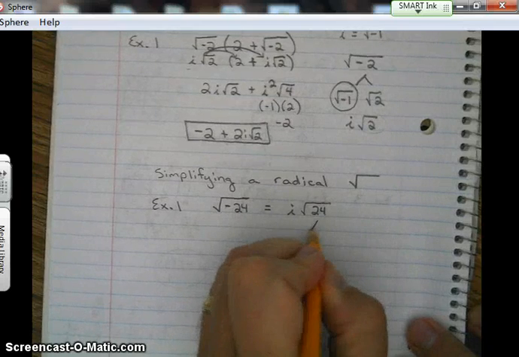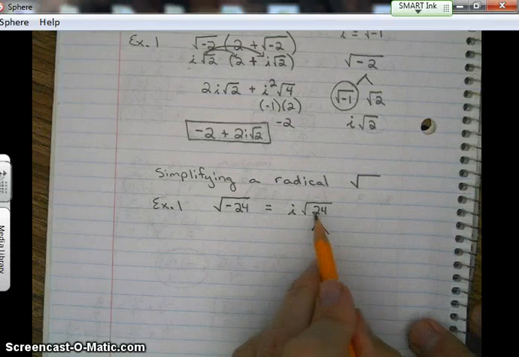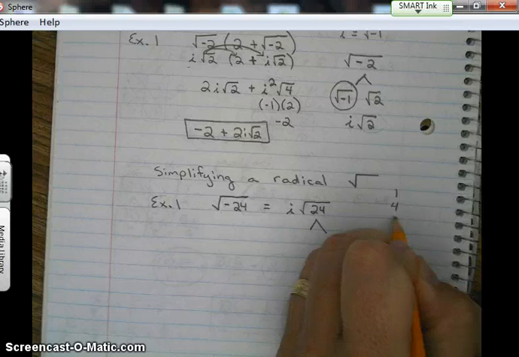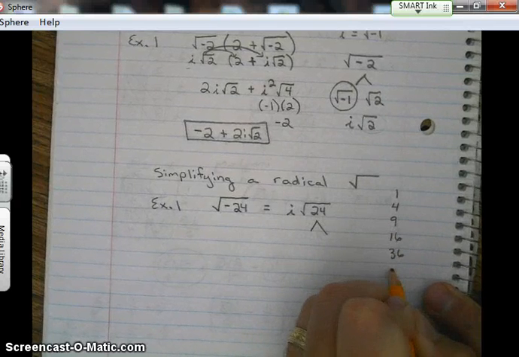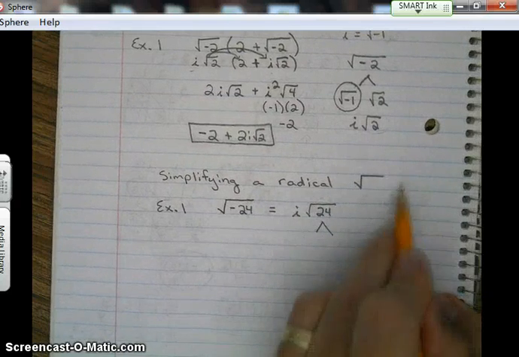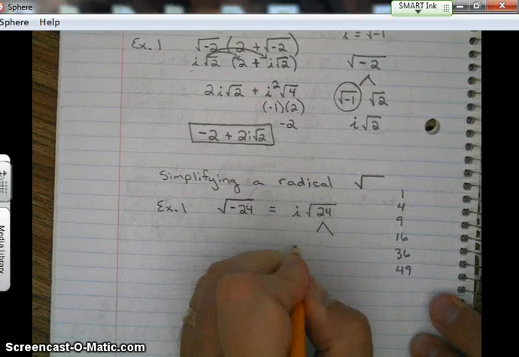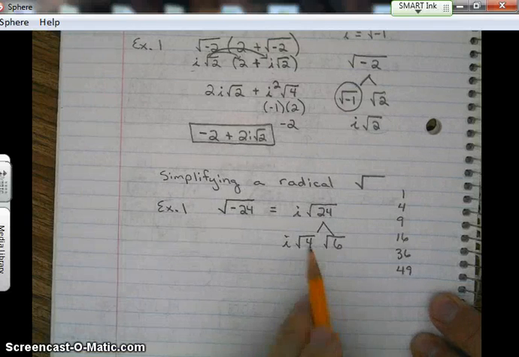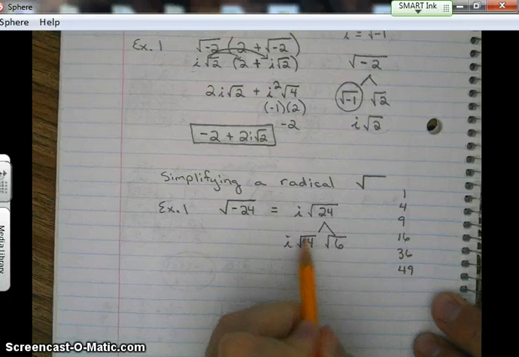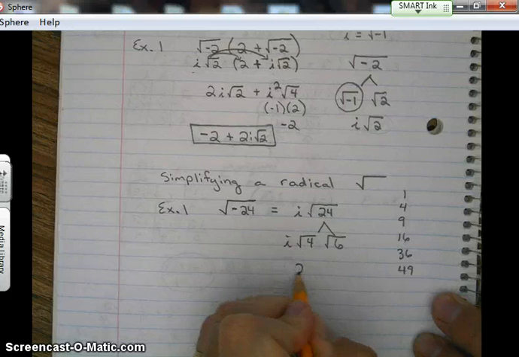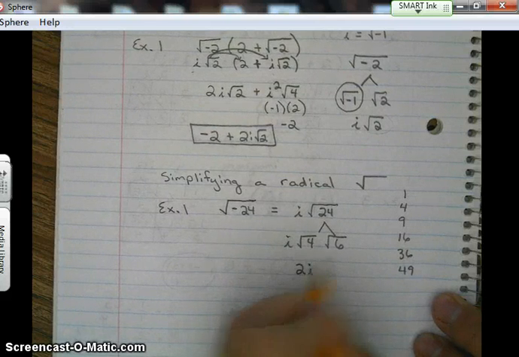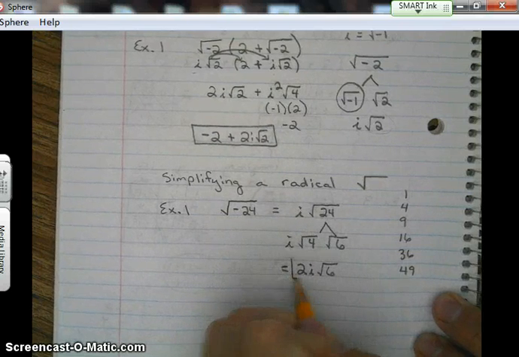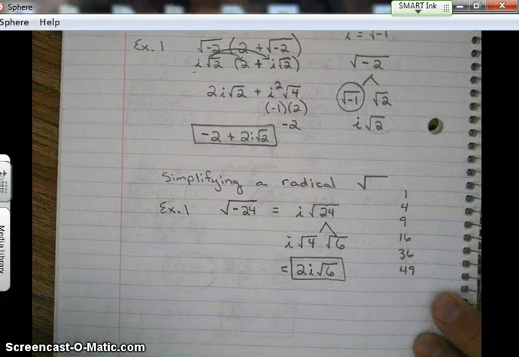Then what we want to do next is factor the 24. What we're looking for in here is perfect squares. Again, the perfect squares are 1, which we're not going to ever use, 4, 9, 16, 36, 49, and so on. So do any of these numbers go into 24 evenly? Well, 4 does. So we would factor that down to the square root of 4 times the square root of 6. 4 times 6 is 24. Here's your perfect square. The square root of 4 is 2. We write that first. Then we write the imaginary part. Then the irrational number goes last. And so the square root of negative 24 equals this. And that's how you simplify a radical.